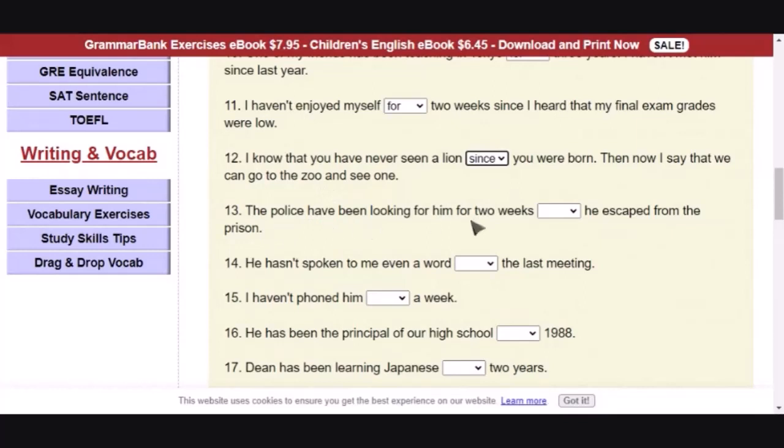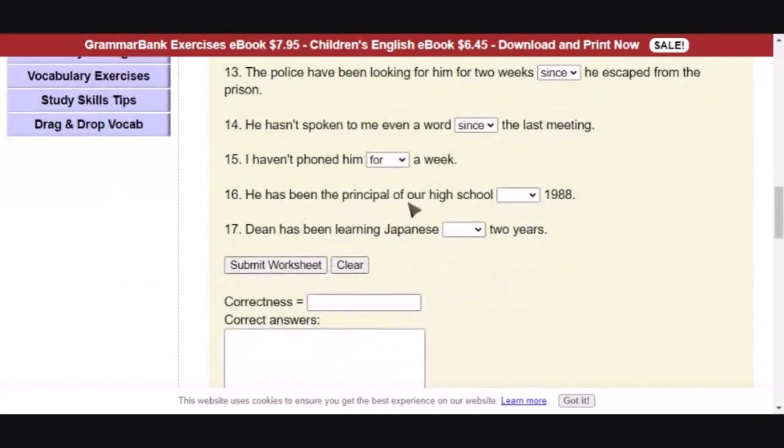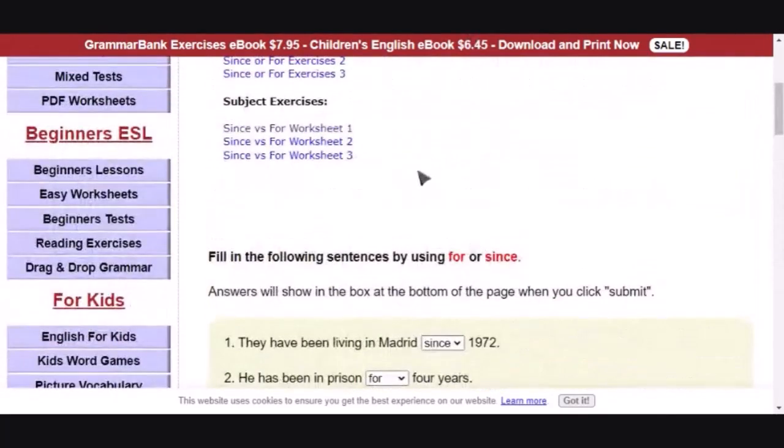The police have been looking for him for 2 weeks, since he escaped from the prison. He hasn't spoken to me even a word since the last meeting. I haven't phoned him for a week. He has been the principal of our high school since 1988. Dean has been learning Japanese for 2 years. Okay, any doubt about since and for?